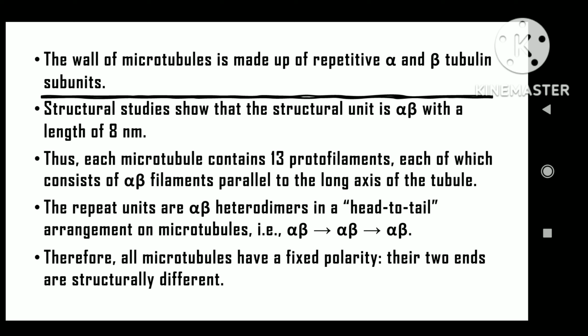axis of the tubule. The repeating unit is an alpha-beta heterodimer which is arranged head to tail within the microtubule, that is alpha-beta. Thus, all microtubules have a defined polarity. Their two ends are not structurally equivalent.